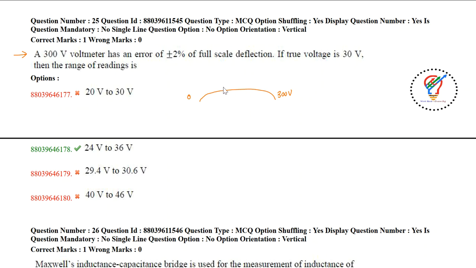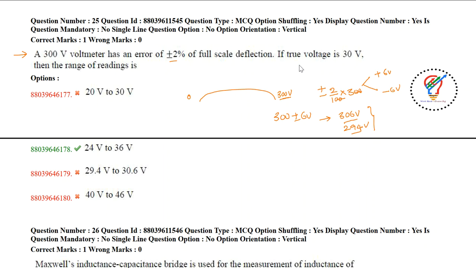Okay. And there is an error of plus or minus 2% of full scale deflection. So 2 by 100 into full scale deflection, which is 300. How much error are you getting here? You can get the error as plus and as minus, so it is plus 6 volts and minus 6 volts. That means if you are measuring a voltage of 300 volts, you are getting an error of 6 volts. The meter will show a reading of 306 volts or 294 volts. Both cases are possible. That is the meaning of plus or minus 2% here.